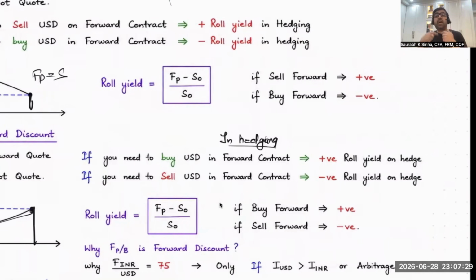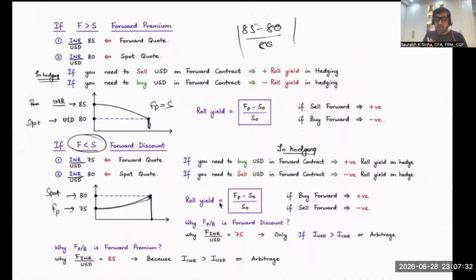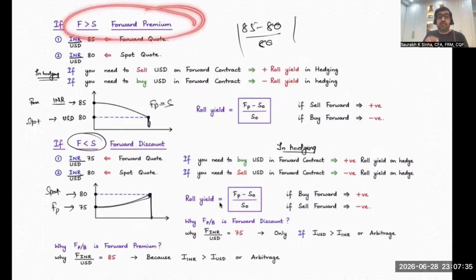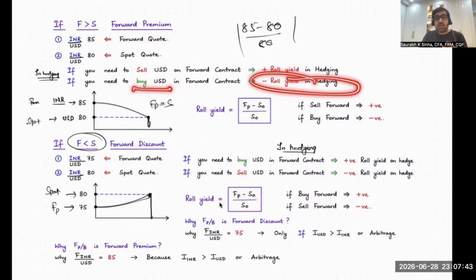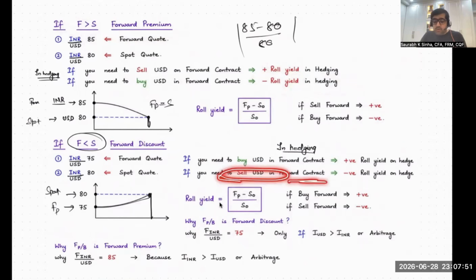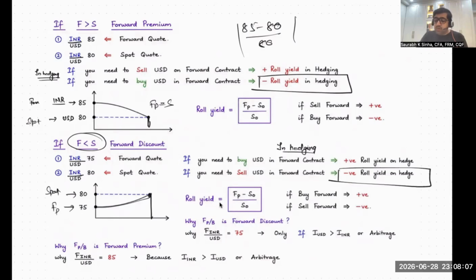But to hedge in the forward premium scenario, if you need to buy USD, then there would be a cost. What is the cost? The cost is negative roll yield. And if you need to sell USD in the forward contract when the USD is trading at a forward discount, this will lead to a negative roll yield for hedging, and that is the cost. So, where are the costs? In these two scenarios, we have a cost.